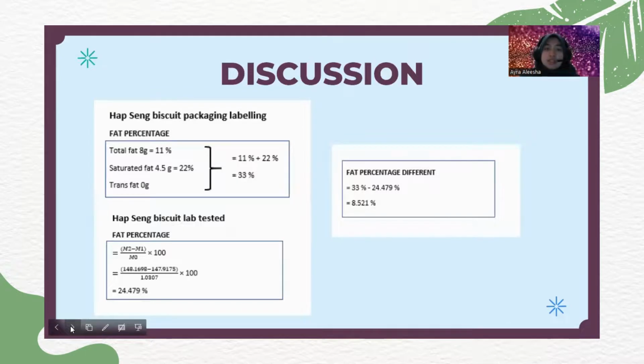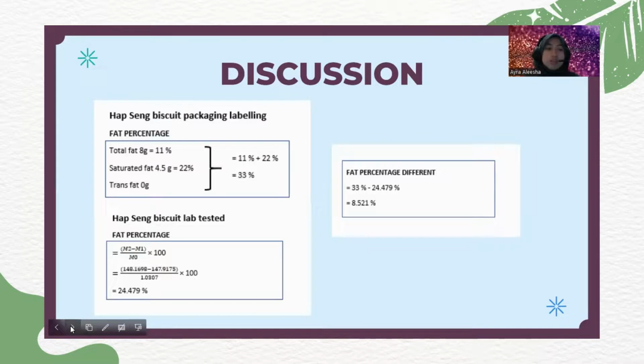Okay, next I will discuss about the discussion. For this discussion, we are calculating the fat content of Hapsen biscuit. Firstly, the fat percentage. The total fat here we can see is 8 gram, which represents 11%, and saturated fat 4.5 gram, which represents 22%, and last one trans fat 0 gram. When all is summed up, 11% plus 22% equals 33%.